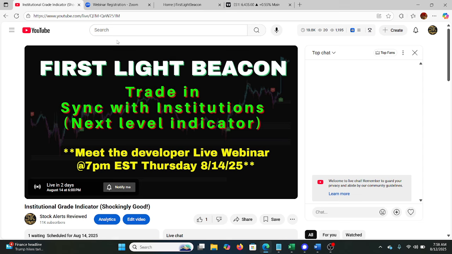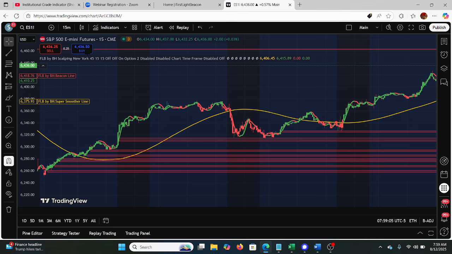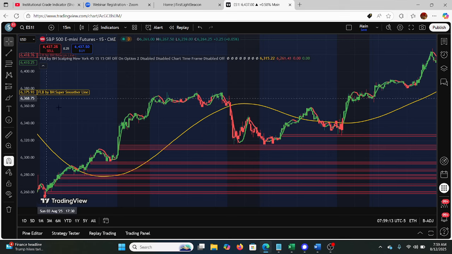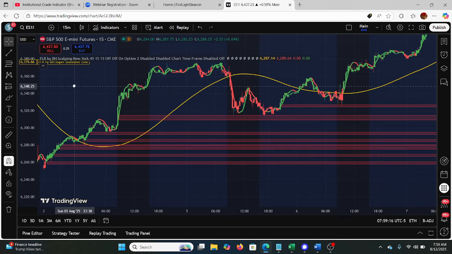So I'm not going to say a lot about First Light Beacon today. I'm just going to show you the very tip of the iceberg that I've just been looking at, which Mike showed me the other day, and I think is really cool. So here is the futures ES. This is really good for passing prop firms. This system is really phenomenal for passing prop firms.